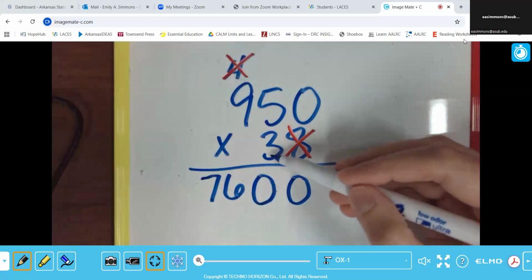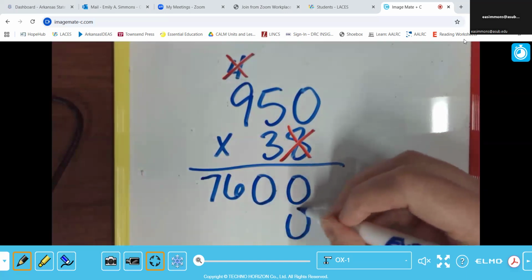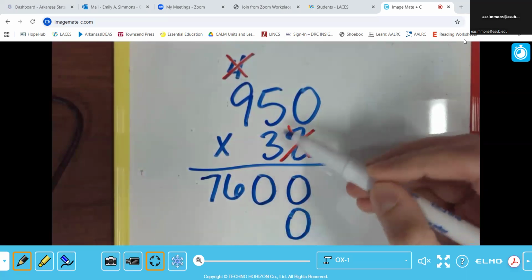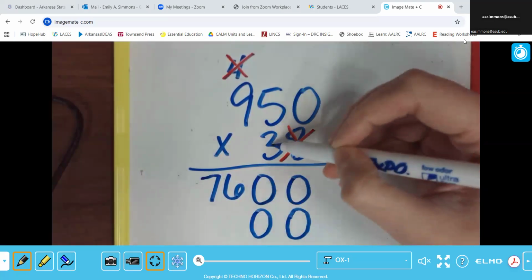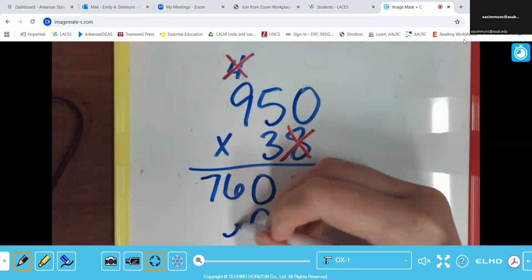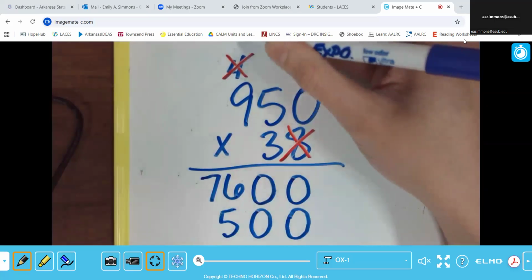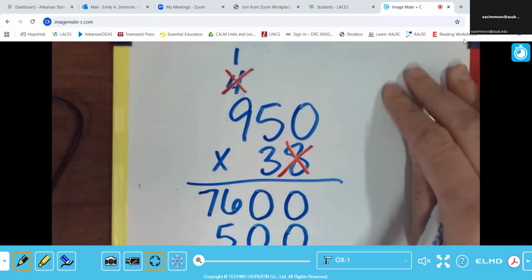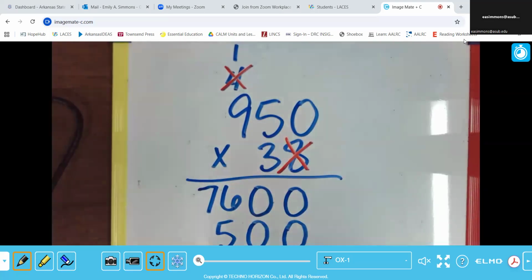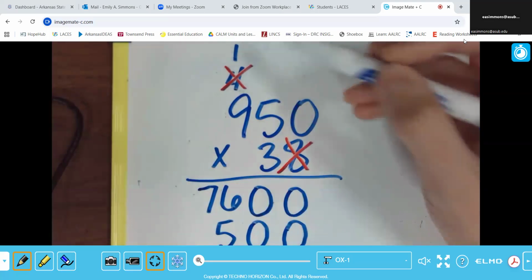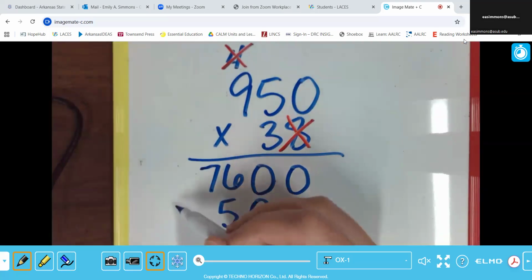Now I'm in my tens place, so I need to put down the placeholder 0. And we'll do 3 times 0 to get 0. Then 3 times 5 to get 15. Carry our 1. I don't know if y'all can see the 1. And then we'll do 3 times 9 to get 27. And add that 1 to it to get 28.